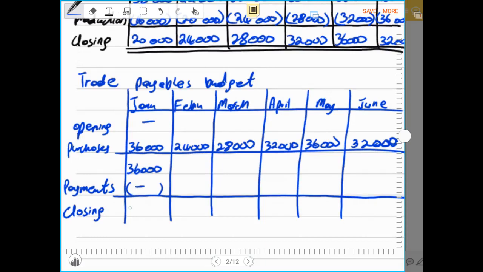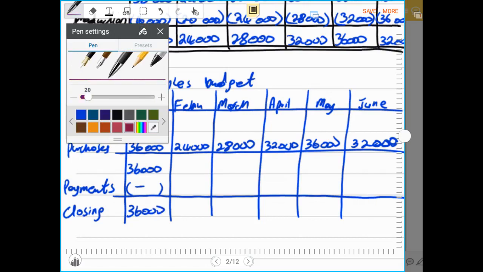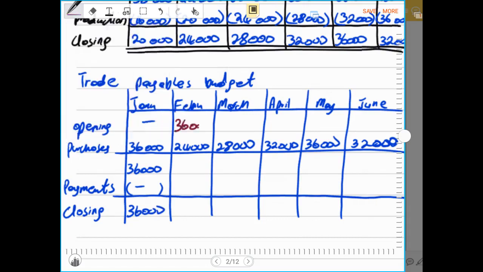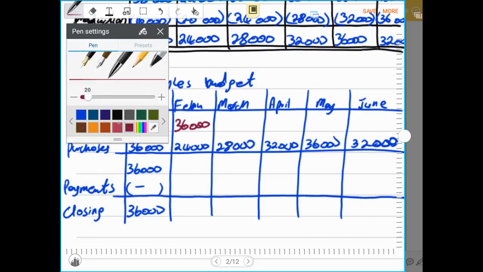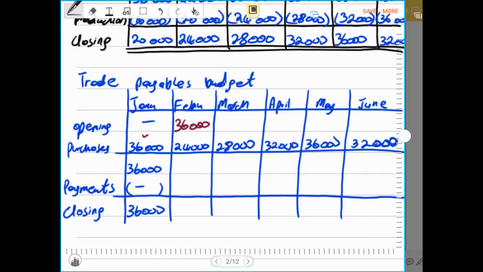So now the closing balance will be 36,000. And now closing balance becomes opening balance of 36,000 here. So now before I go there, remember, the purchase of January will be paid in March. So now the payment will be the payment in the month of March. So payment here will have 36,000, which is 2 months after the month of the purchase.